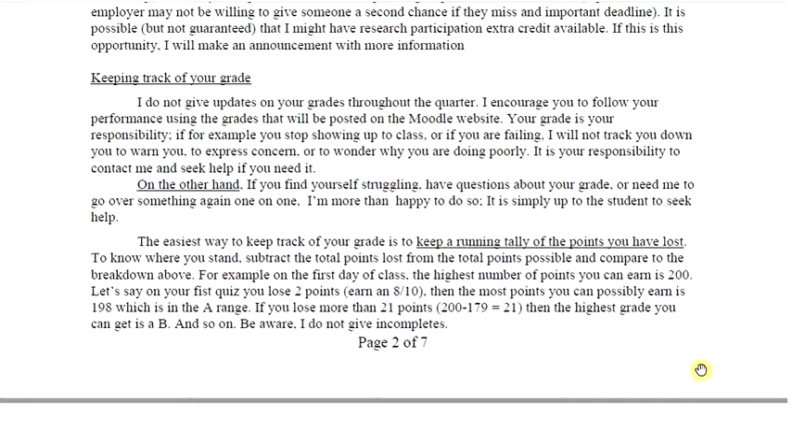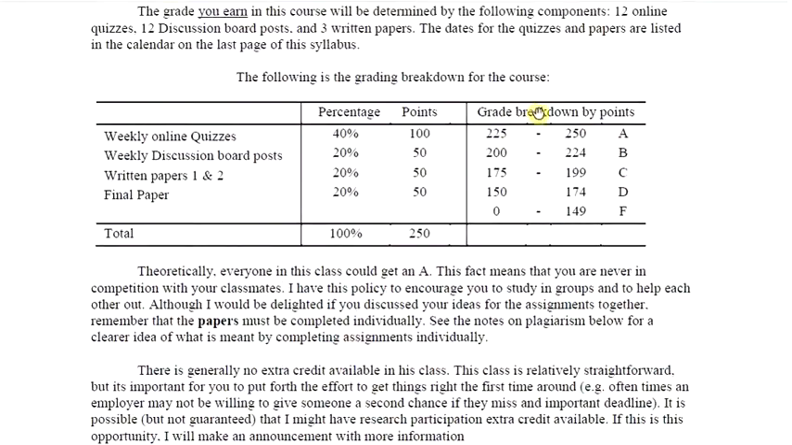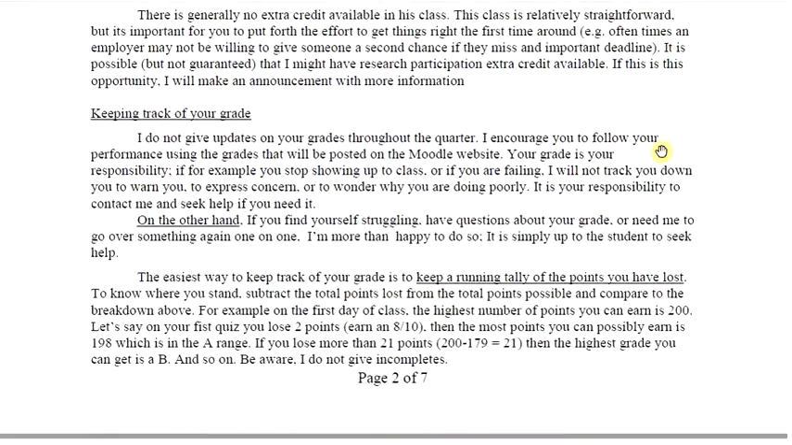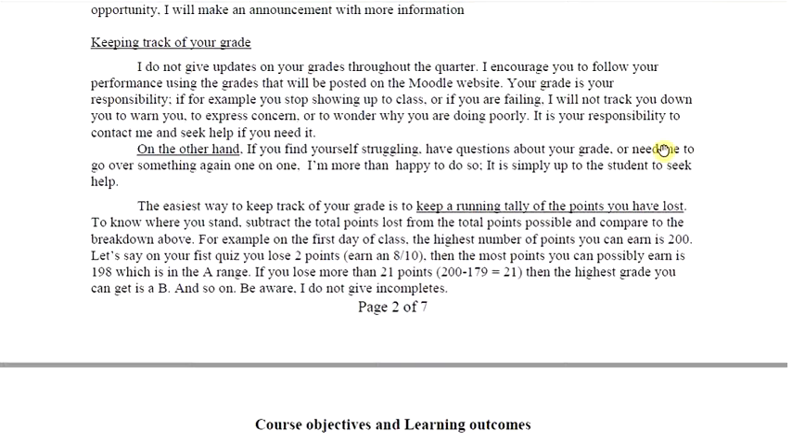The easiest way to keep track of your grades is to keep a running tally of the points that you have lost. So, for example, the highest possible amount of points in the class is 250 points. If you get a 7 out of 10 on the first quiz and a 5 out of 5 on the first discussion, then you will have lost 3 points. And so that means the highest point total you can achieve now in the class is 247. If you keep a running tally of those points, subtract it from the total points possible in the class, that will be the best way to keep track of your grade.